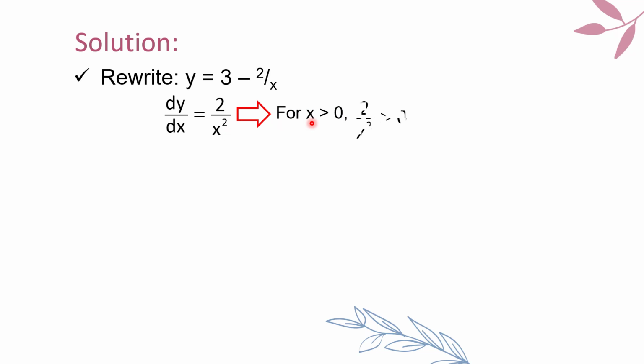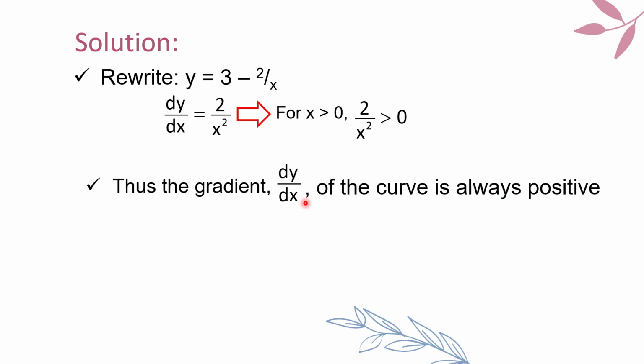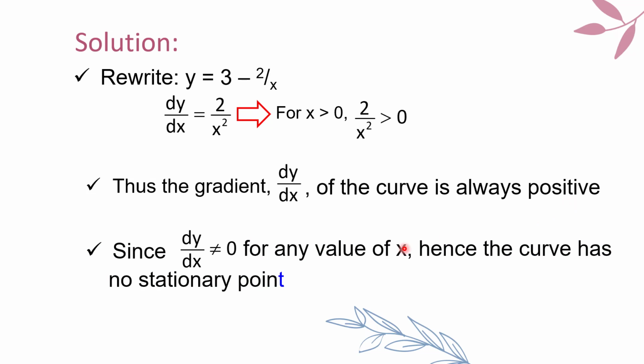For x greater than 0, we can see that 2 over x squared will always be positive. Whatever you put for x, the value of x squared will be a positive number, so 2 over x squared will always be positive. So the gradient dy/dx of the curve will always be positive. It means the curve will always be increasing, and there is no value of dy/dx that equals 0. Hence, we can conclude that the curve has no stationary point.